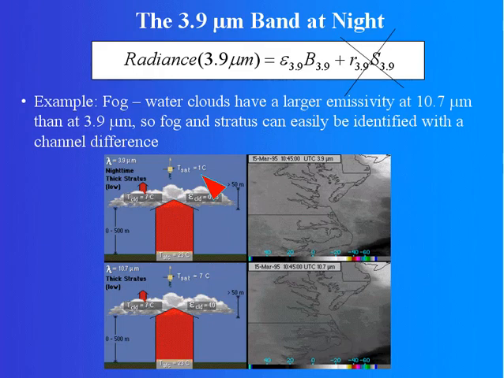So if you were to take the difference between the 10.7 and the 3.9 channel, you would get a positive number, because water clouds have a larger emissivity at 10.7 than at 3.9. This is the basis behind the fog product, which is essentially just the channel difference between 10.7 and 3.9. I'm going to be talking quite a bit about the fog product, or the difference product, in today's session.